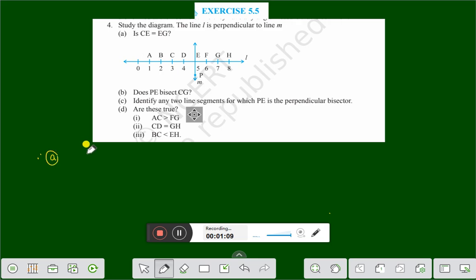The question is, is CE equal to EG? Let us take what is CE. The final reading is 5 at E and the initial reading at C is 3. Therefore 5 minus 3 is equal to 2 units, right? And that is CE equal to 2 units.